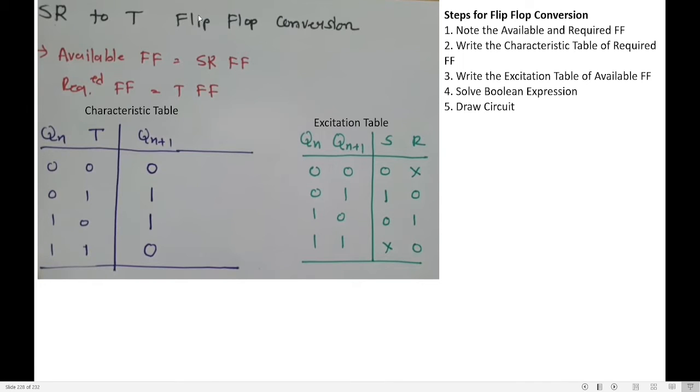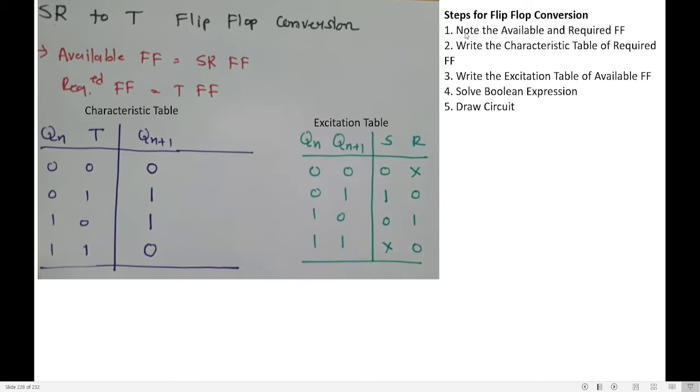Let us look into the flip-flop conversions. How to convert a flip-flop from one to other is the topic. In this video, we are going to see how to convert SR flip-flop to T flip-flop. For that, we have 5 steps.